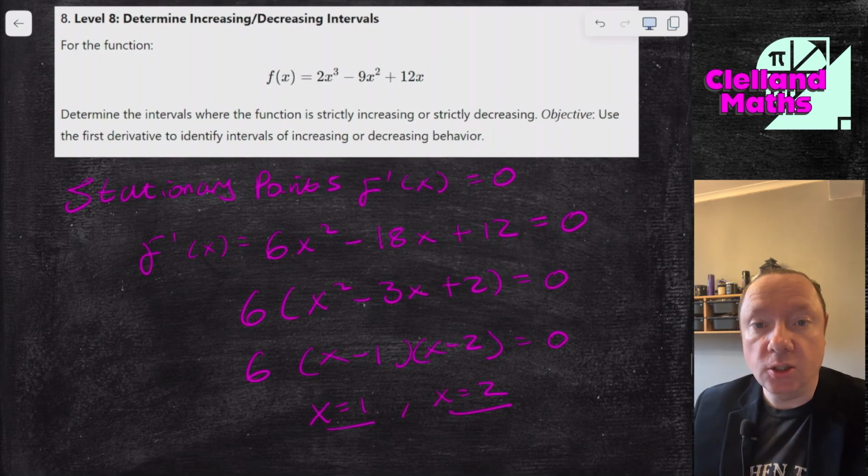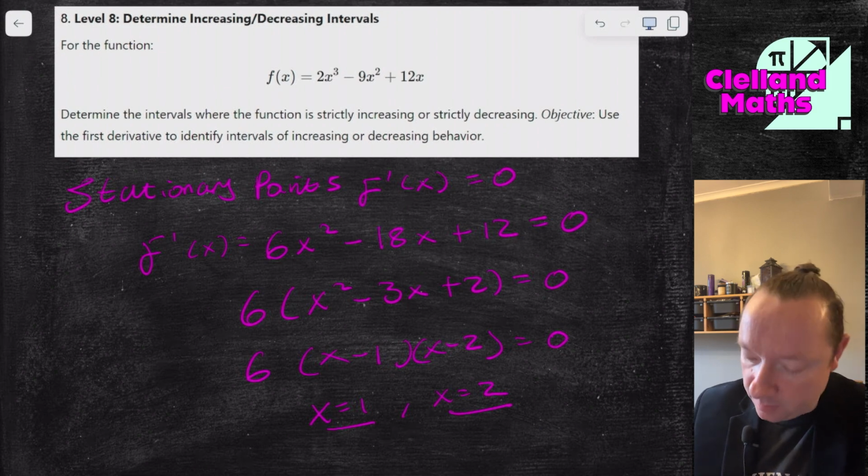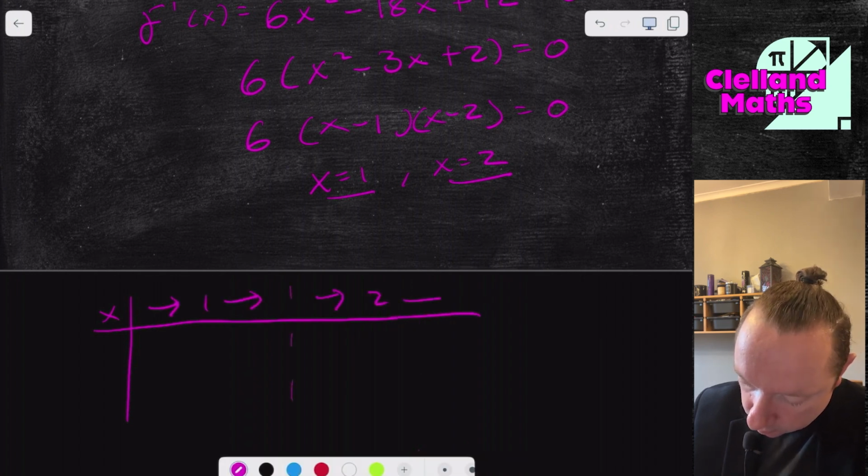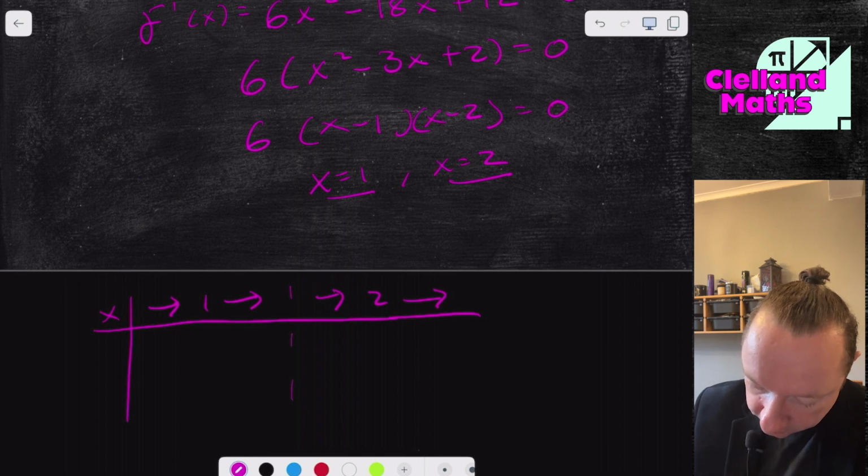There's two ways to look at nature. Second derivative test or nature table. I'm going to use the nature table because I think most people at higher maths will. So I've got x along to 1 and along, and then I've got another one along to 2 and along. So let's see, f dash x is what we're looking at, and we're just looking at its shape.